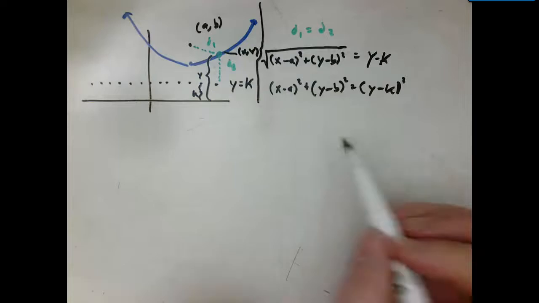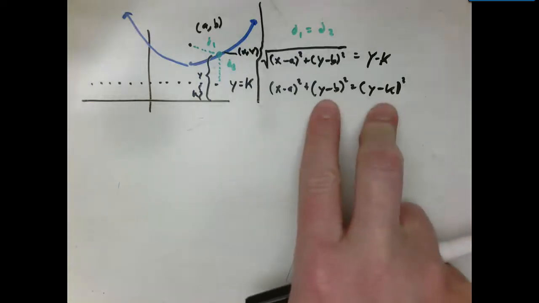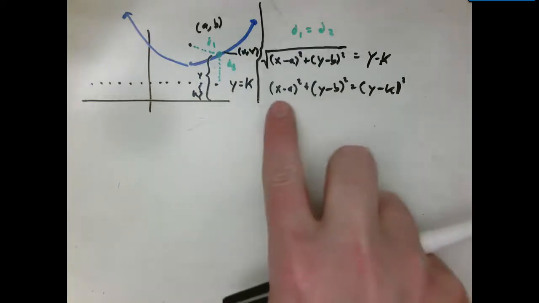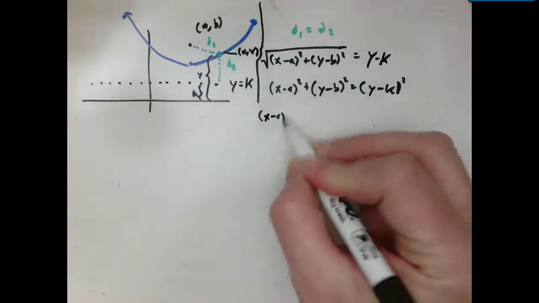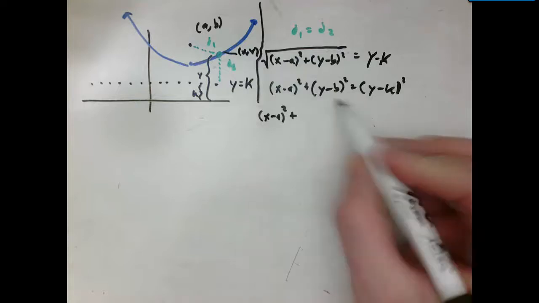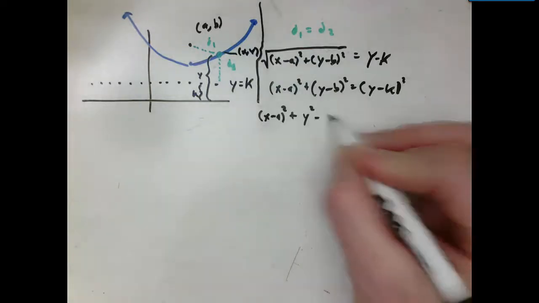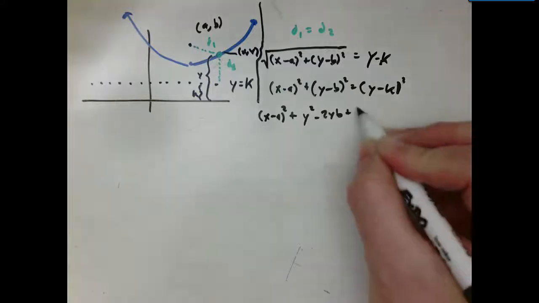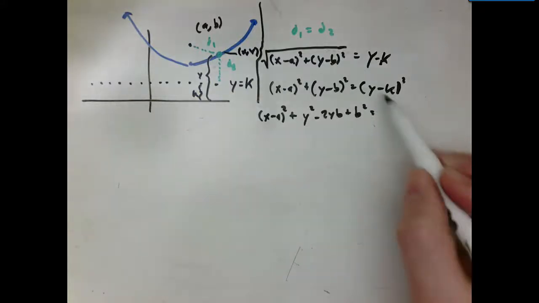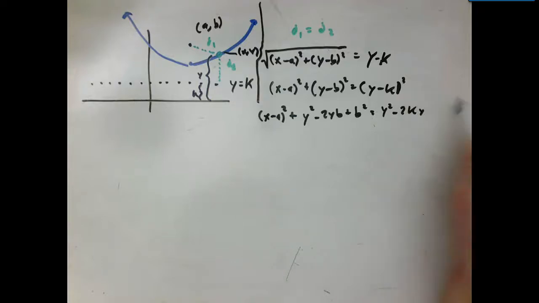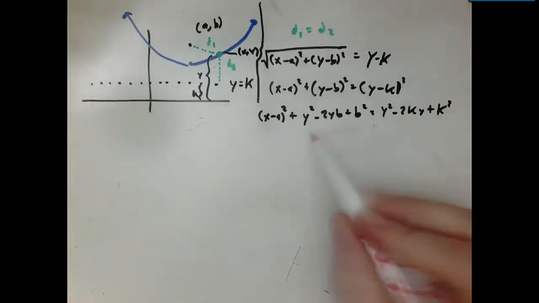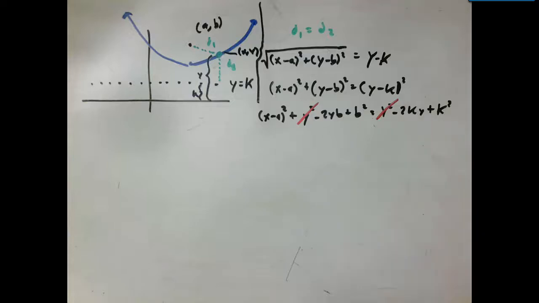I want to cancel things having to do with y. So I'm going to leave this the way that it is, and I'm going to expand those two. So (x minus a) squared, and then here I've got y squared minus 2yb plus b squared. And then on this side, I've got y squared minus 2ky plus k squared. Okay, so let's see what cancels here. So I can subtract a y squared from each side, and those cancel.